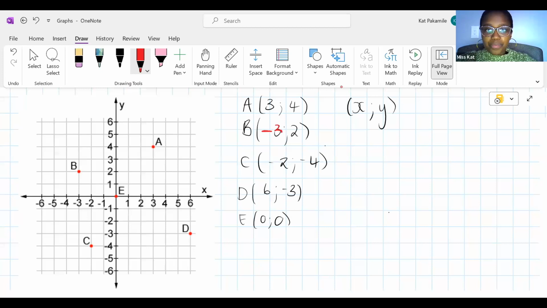Yes. Even with C, if you check with C, we're going up until it touches the x-axis. Where does C touch the x? -2. And then where does C touch y? We're going right until it touches y. -4. There we go. Do you see now how we got negative coordinates? Yes, ma'am. There we go.